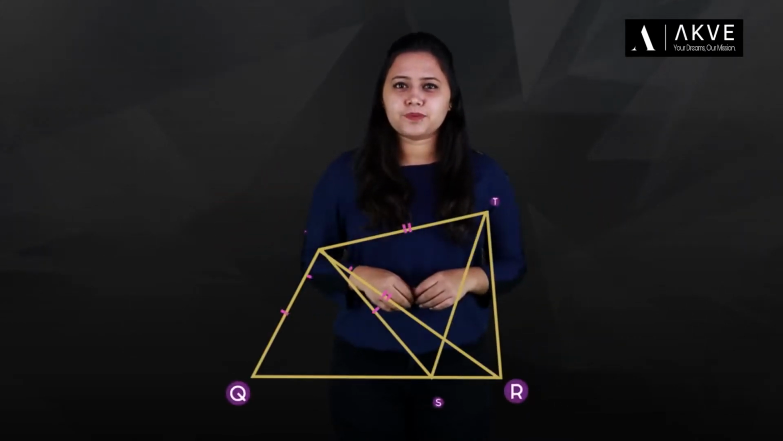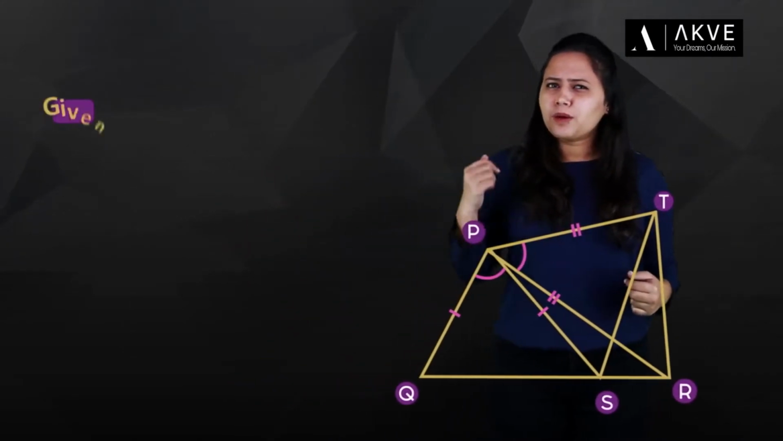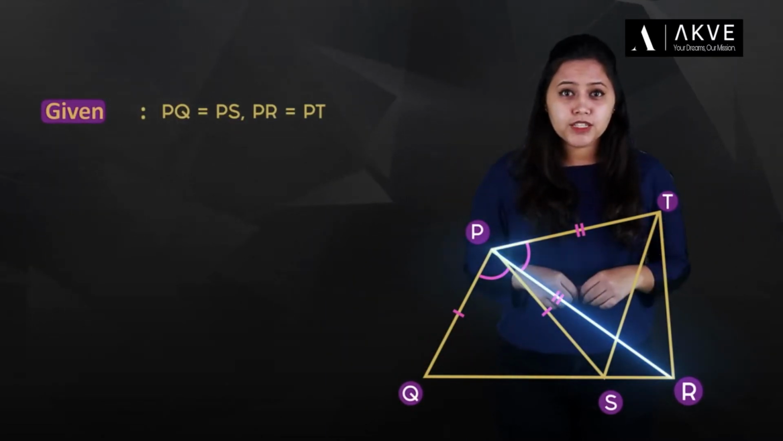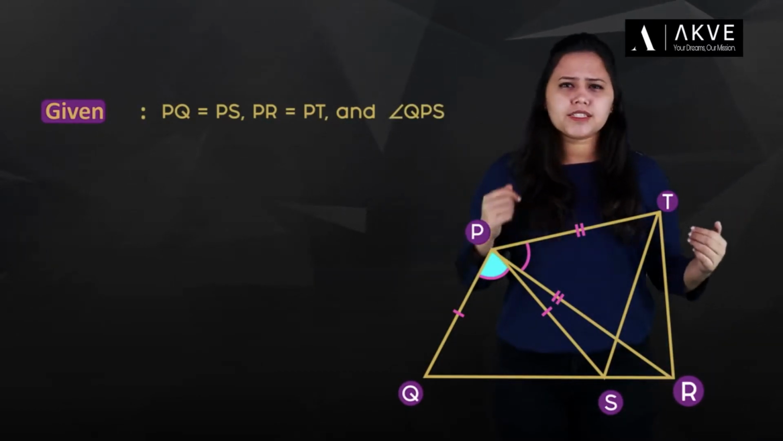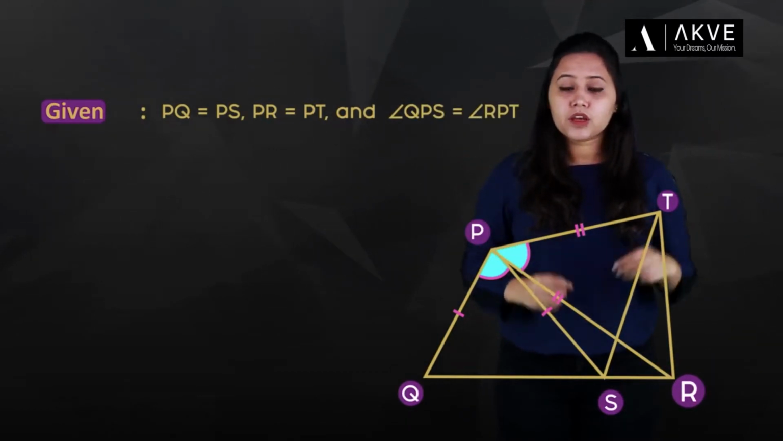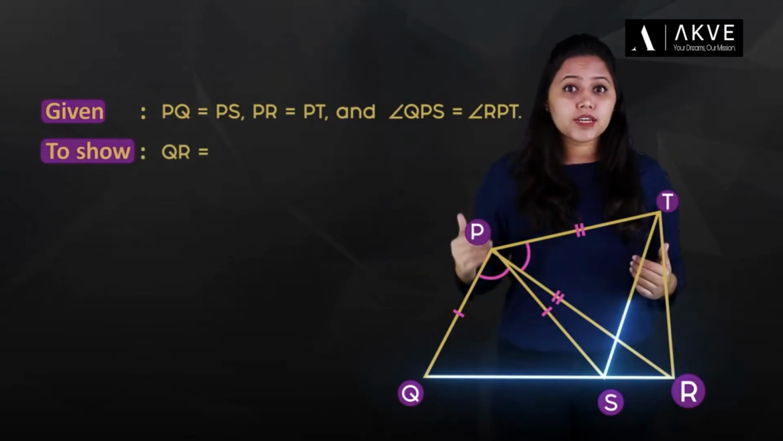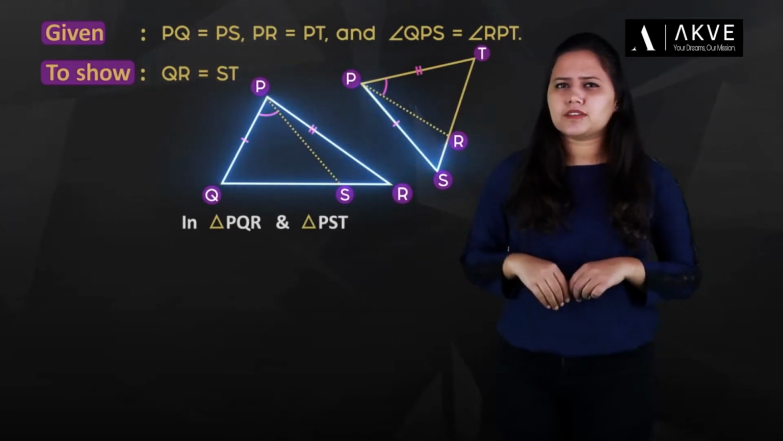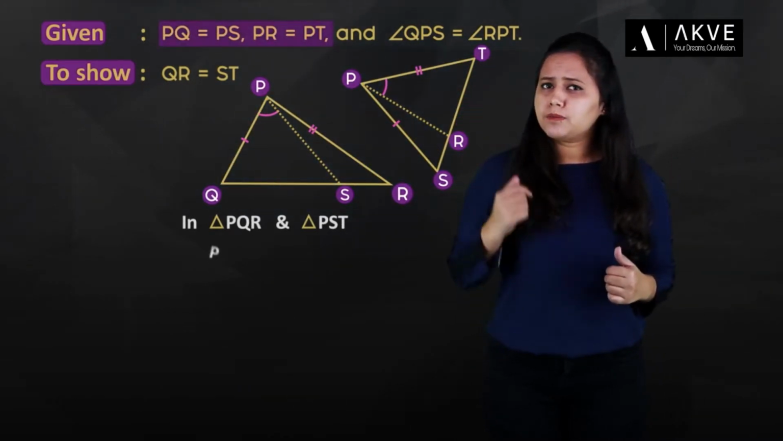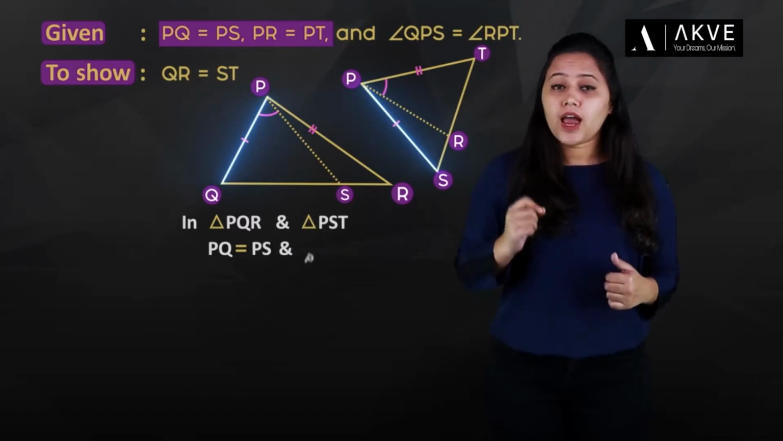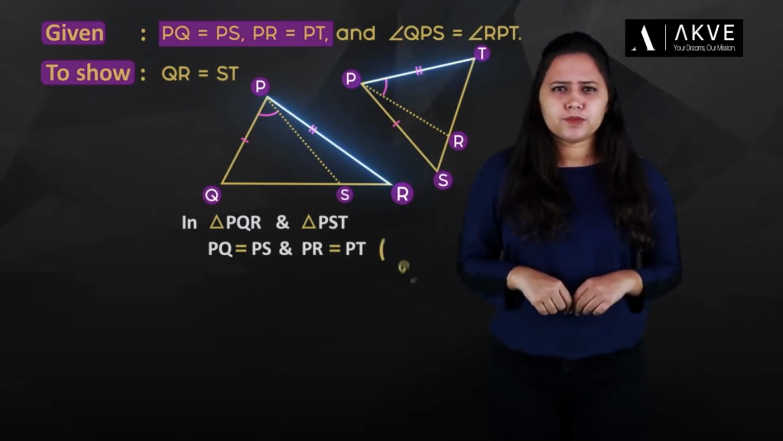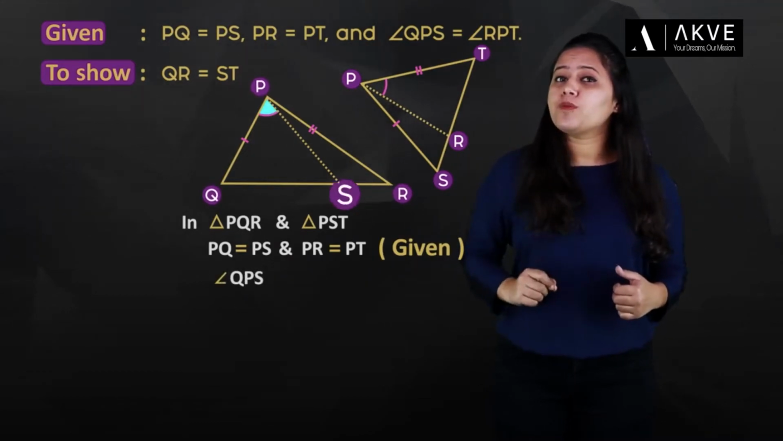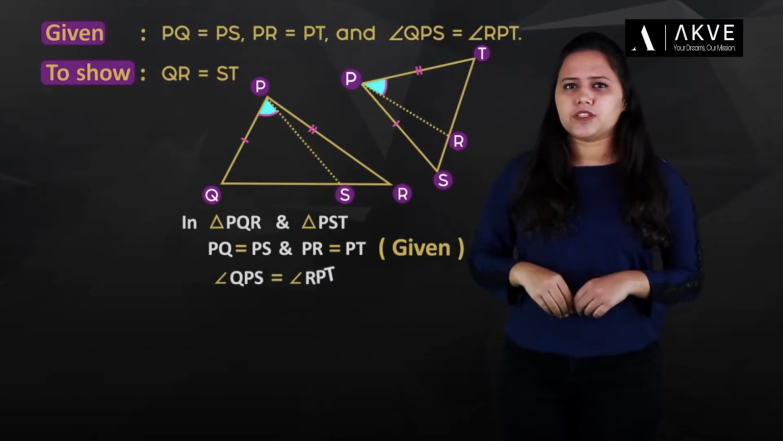So here it is. In the figure shown, PQ is equal to PS, PR is equal to PT and angle QPS is equal to angle RPT. We have to show that QR is equal to ST. Consider the triangles PQR and PST. We already know that PQ is equal to PS and PR is equal to PT. Do we have anything else? Yes, it is angle QPS is equal to angle RPT.